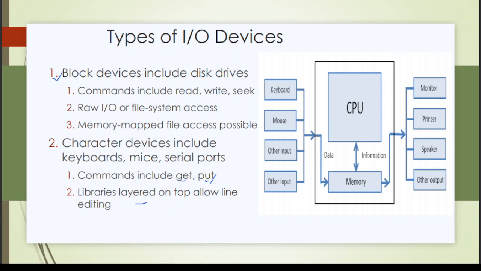Here in the diagram we can see we have the CPU. The data comes in a serial manner and is passed to memory, and then it is passed to the output devices like monitor, printer, speaker and other outputs. Block devices are mainly storage devices, as we can access random bits more easily in these. And character devices mainly pass serial commands or serial instructions to the PC.